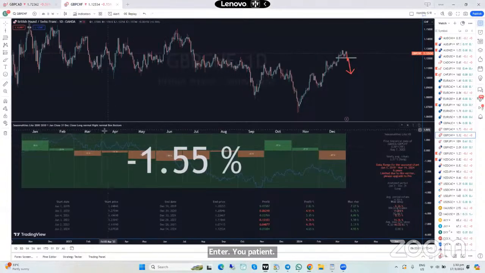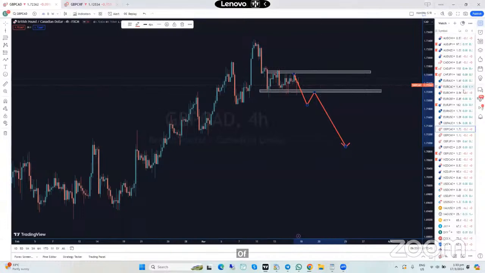Pound Swiss, very similar to Pound Cad. Let's have a look. You can see that March all the way to September, several months of bearishness ahead. Let's have a look at Pound Swiss.